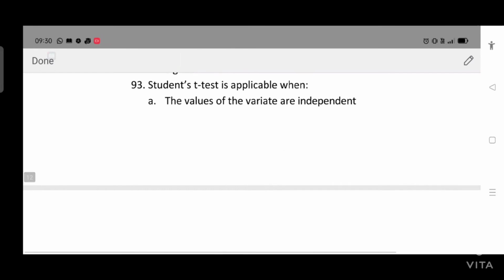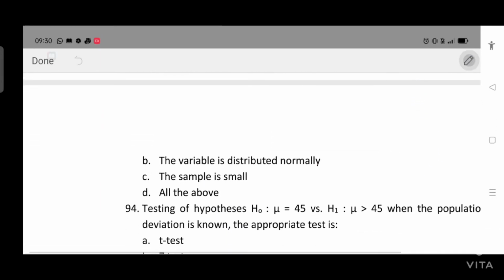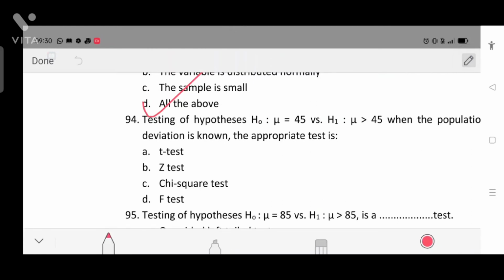Student's t-test is applicable when? Question number 93. A, B, C, D. All of the above. Test of hypothesis H0 equal to 45 versus H1 greater than 45, less than 45. When the population's standard deviation is known, the appropriate test is A, B, C, D. Answer B, Z test.